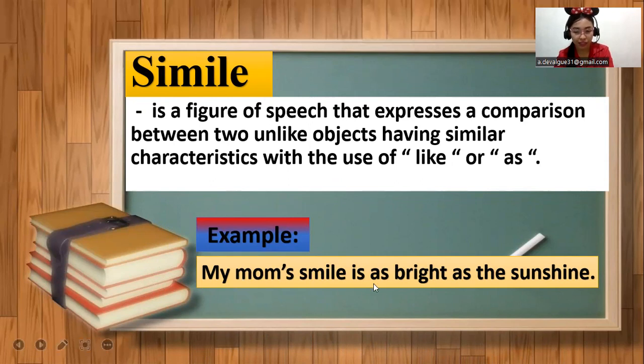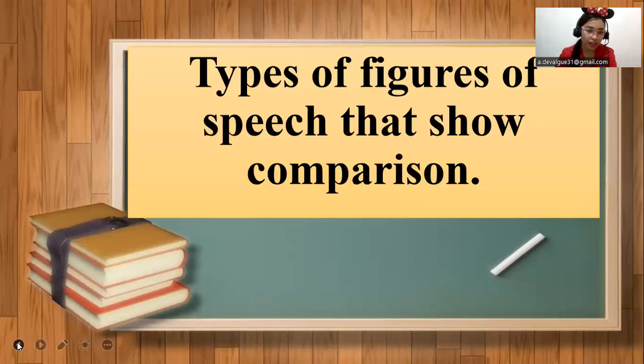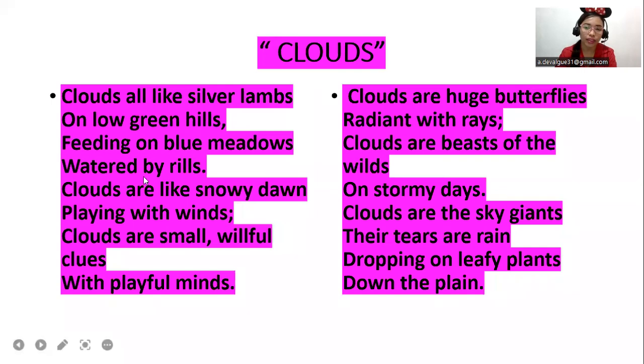So we are comparing two different things here. And aside from that, it uses as. So instead of just saying my mom's smile is bright, for you to make it appealing, you can compare it to something. So things like that. And then let's go back here to our poem. Now, can you identify which line here uses simile as a figure of speech?